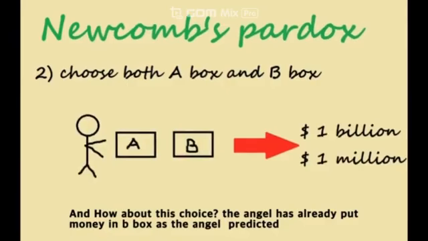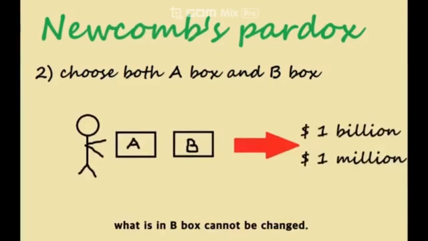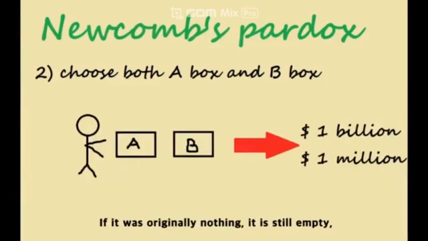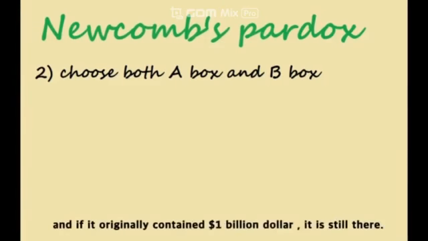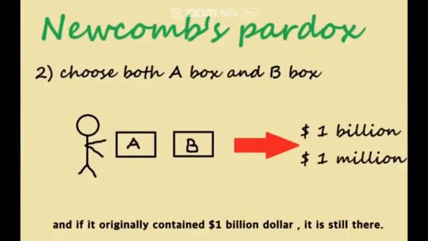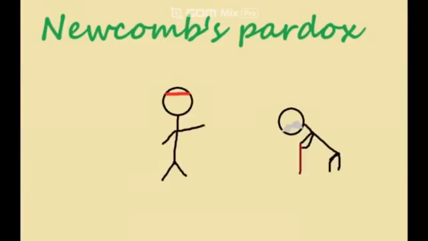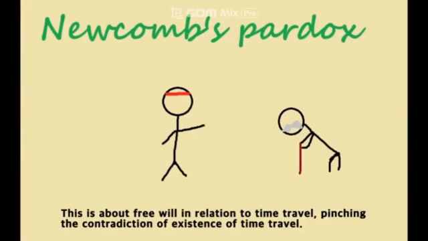And how about this choice? The angel has already put money in B box, as the angel predicted. What is in B box cannot be changed. If it was originally nothing, it is still empty. And if it originally contained $1 billion, it is still there. So, I will choose both A and B box. This is about free will in relation to time travel, pinching the contradiction of existence of time travel.